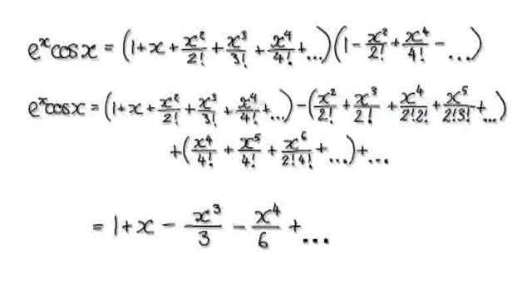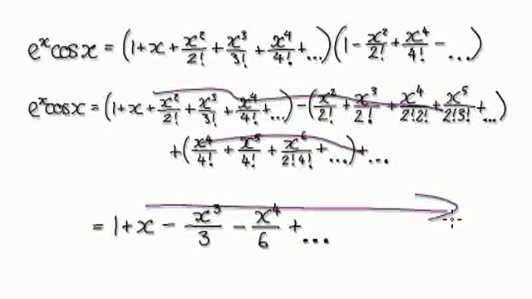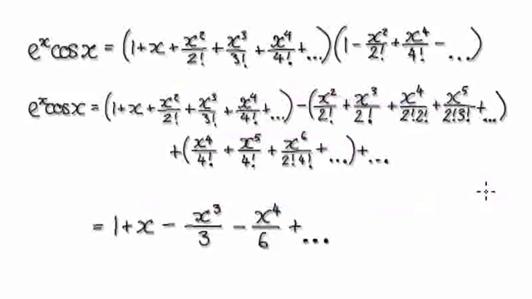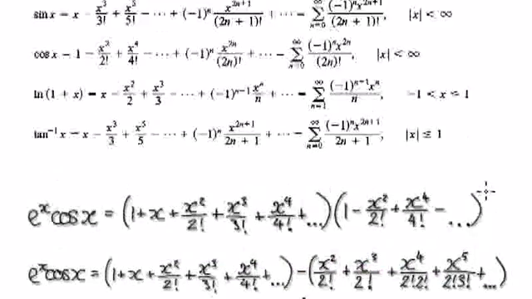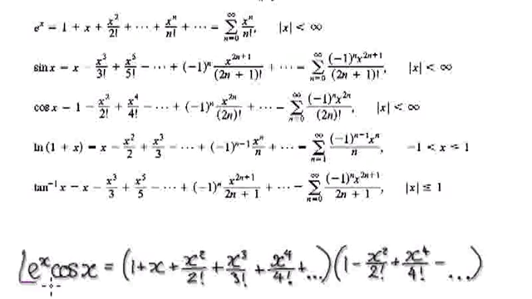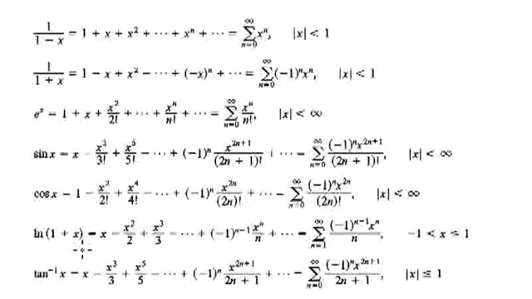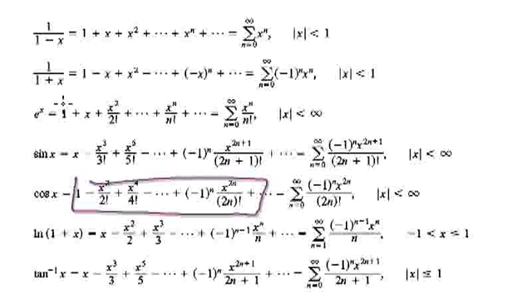If you continue, you can take it all the way to infinity if you want. But the point is that if you get given the combination of the two, then you can just make use of the table and just multiply the series together. So here we've multiplied this series with this series, and so on. Okay.